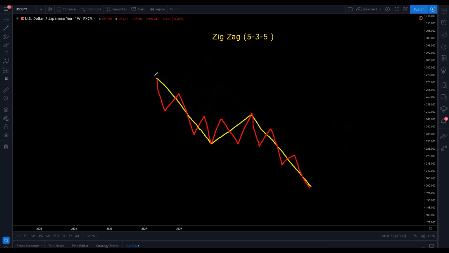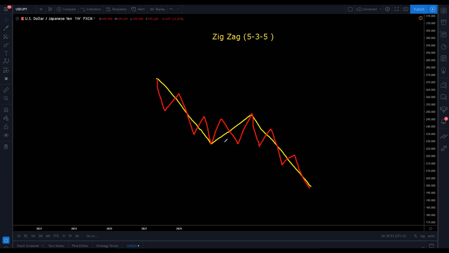So when you're labeling the zigzag, let me make it yellow. The higher degree will have A, B, and C. And then on the lower degree, it's going to be 1, 2, 3, 4, 5, A, B, C, 1, 2, 3, 4, 5. Right. Okay, let's move to the flat correction.